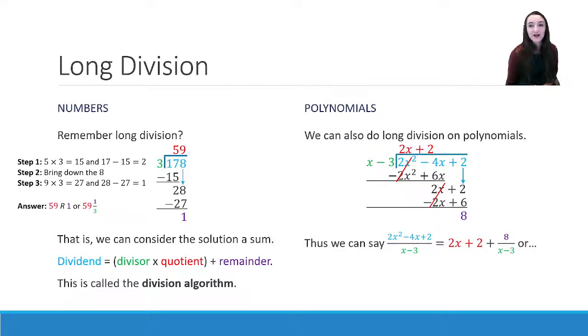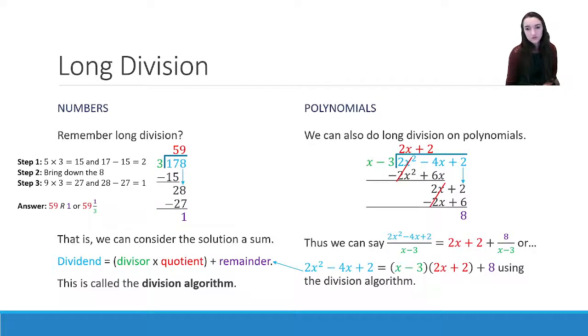And at this point, I can't get from x to 8. There's nothing I can do to get from x to 8, in the same way there's nothing I could do to get from 3 to 1 over here. So 8 is my remainder. So thus we can say (2x squared minus 4x plus 2) over (x minus 3) is equal to 2x plus 2 plus 8 over (x minus 3).